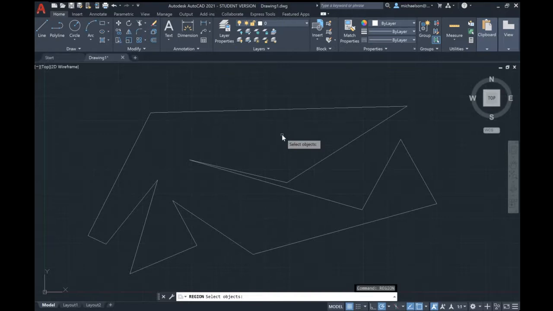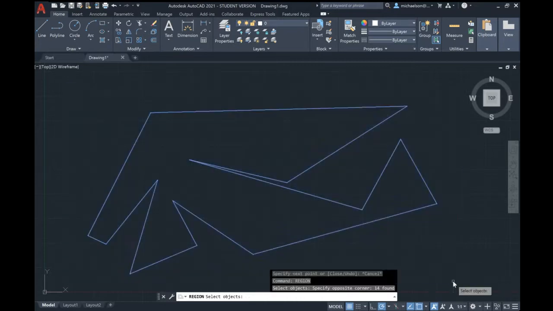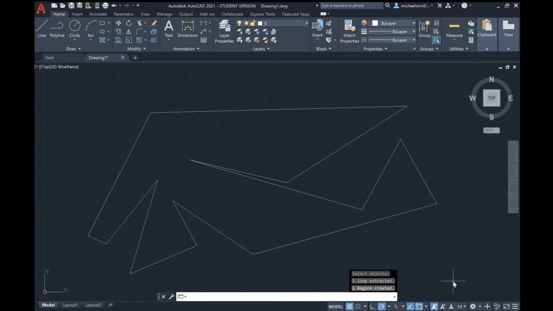And what you have to do is highlight all of the objects that you want AutoCAD to compute properties for. So I'm going to highlight all of these. And when you press enter, it says one loop extracted and one region created. I don't know if you see that there on the bottom. So it recognized that as a region. And now in AutoCAD, that's one object. It's not a bunch of little lines. It's actually one object now.